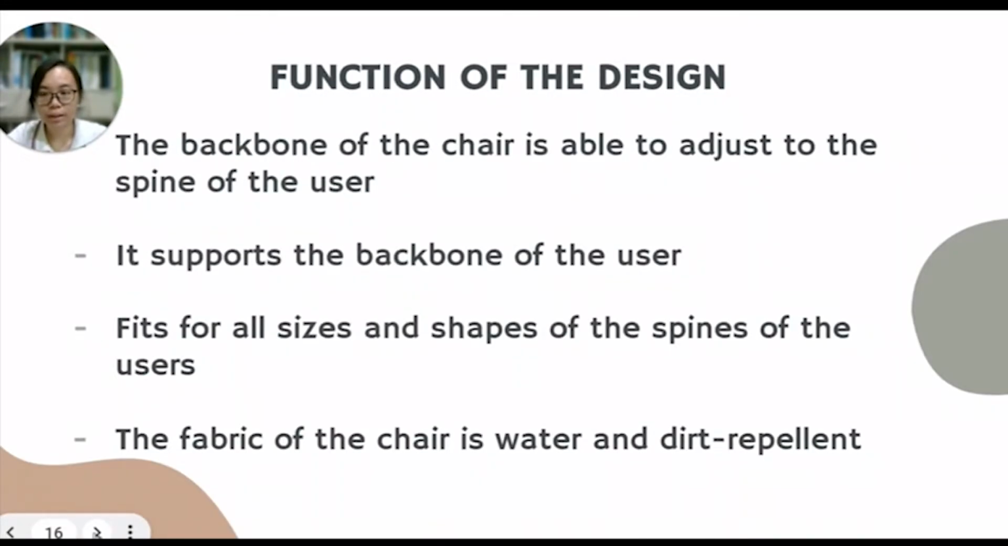The function of the Nanotech ergonomic chair is that the backbone of the chair is able to adjust to the spine of the user. It supports the backbone of the user and it can fit all sizes and shapes of spines of the users. The fabric of the chair is water and dirt repellent.